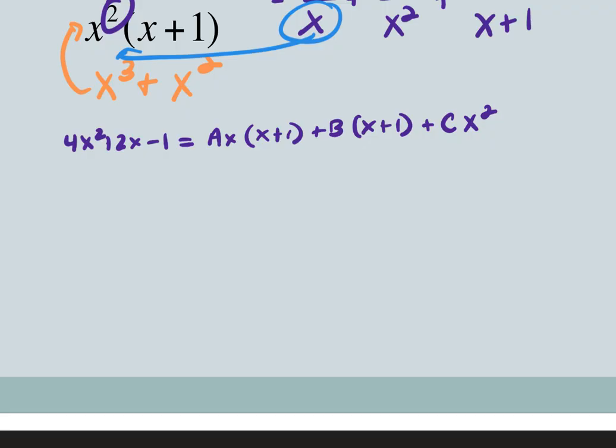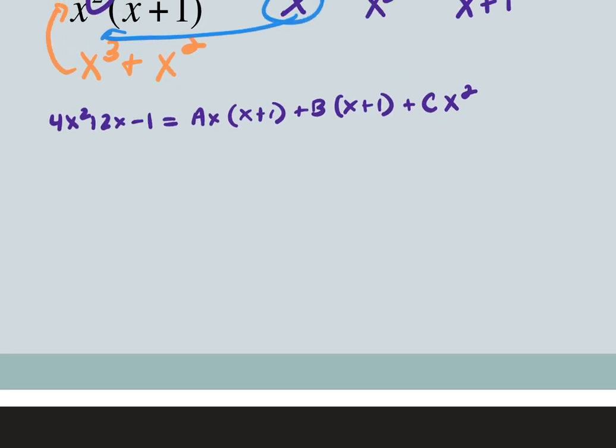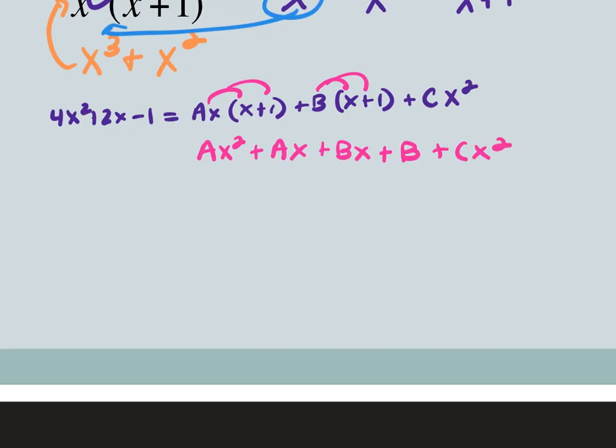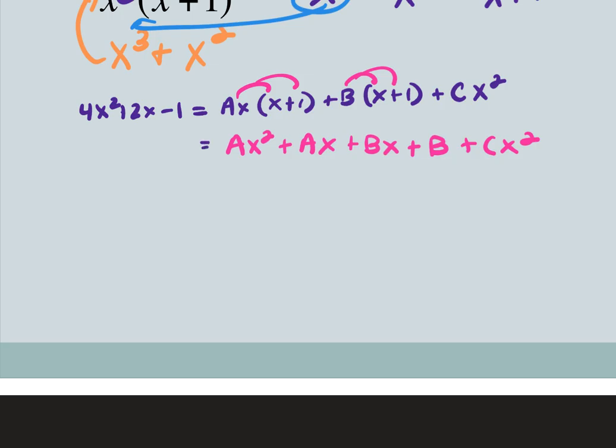Okay, so this is when we do the long one. We're going to expand everything out. So on the right-hand side, I'm going to distribute here. I get Ax squared plus Ax. I'm going to distribute the B, Bx plus B, and then Cx squared is by itself already. Alex, stay with us. I'm setting this equal to 4x squared plus 2x minus 1.